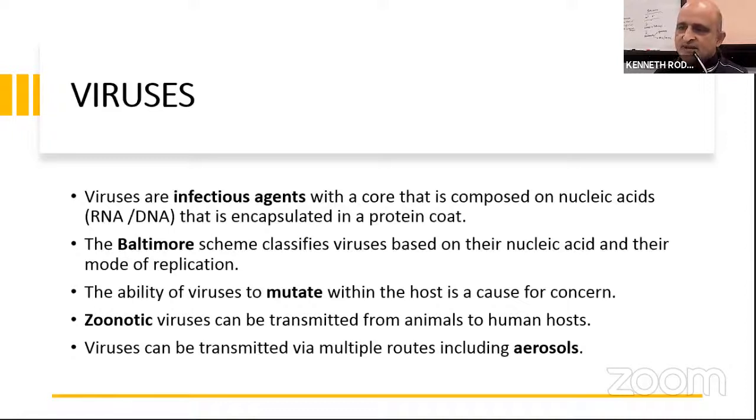Now, viruses are classified using what is termed the Baltimore classification scheme. Those of you from the biotechnology or virology field will know about it. This scheme classifies viruses based on their nucleic acid composition. So we have single-stranded RNA viruses, double-stranded RNA viruses, DNA viruses, as well as retrotranscribing viruses. I will not delve into the Baltimore scheme for the purpose of this lecture, but this is a basic definition. What is of concern to us is the ability of viruses to mutate within a host.